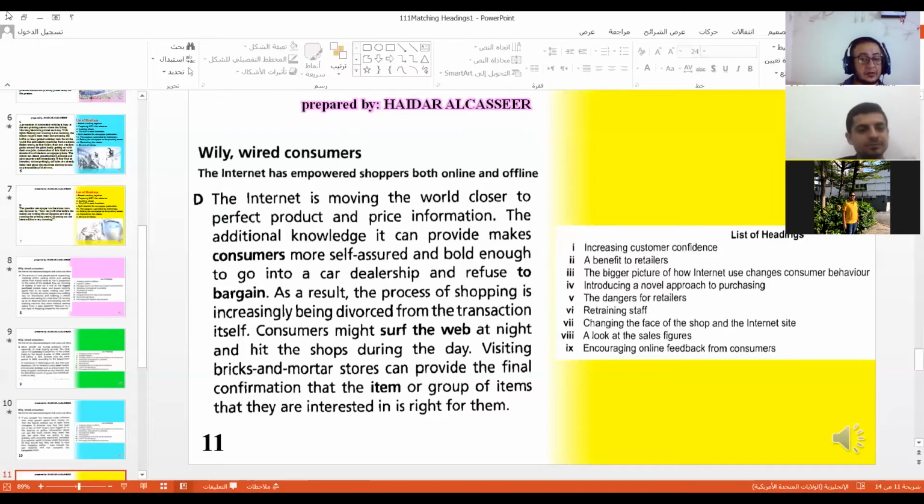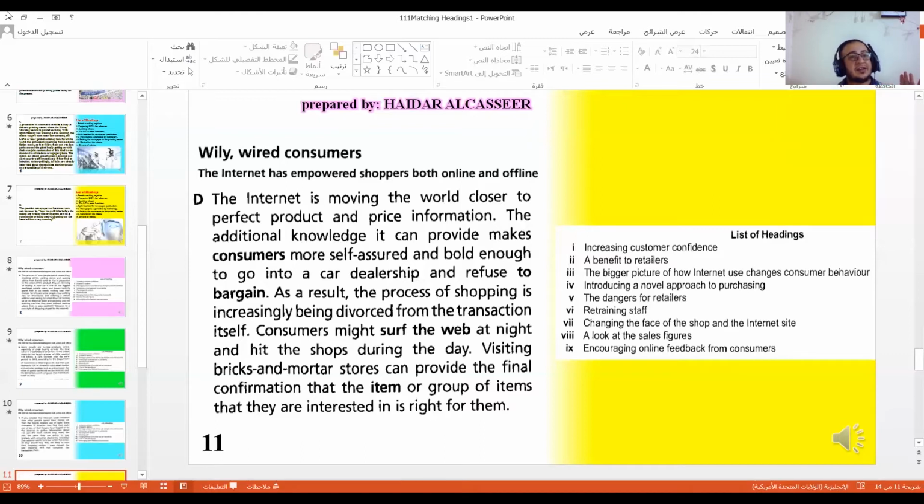Increasing. Where is the increasing? Yes, you are saying a right thing, increasing, but you are giving the wrong answer. Increasing, yes. But where is this increase? You need to know where this increase is. An increased customer?